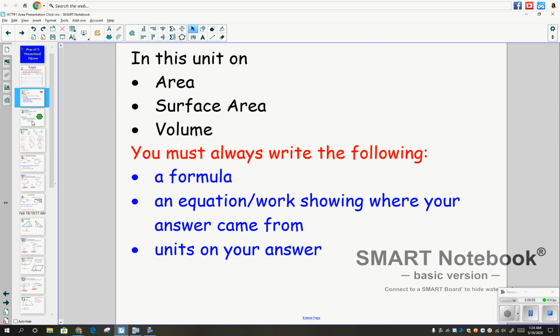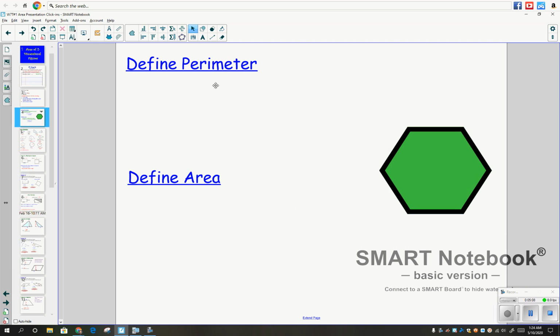So make sure we're doing that. Before we get started, let's just talk about and define: what is perimeter? Perimeter of a polygon is the sum of the lengths of its sides. It's the distance all the way around the outside. In a circle, it's the circle's circumference.